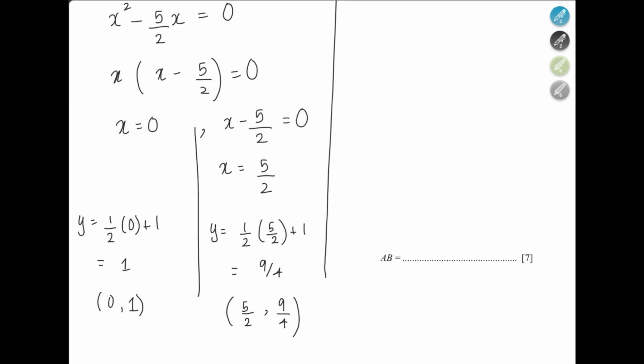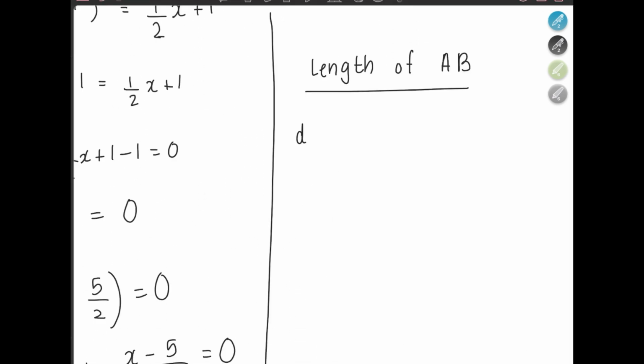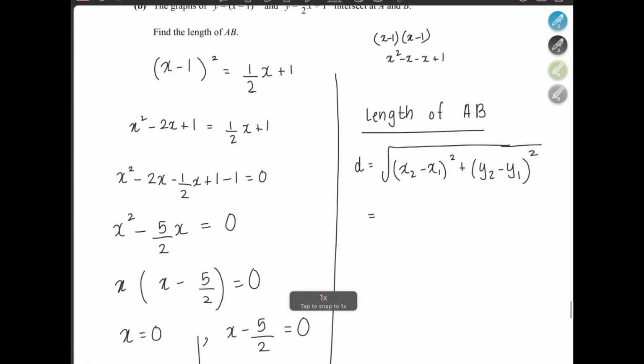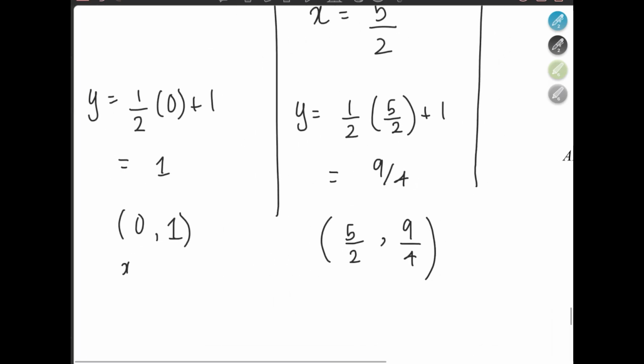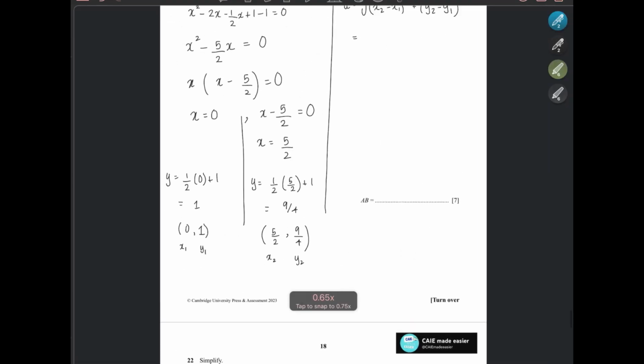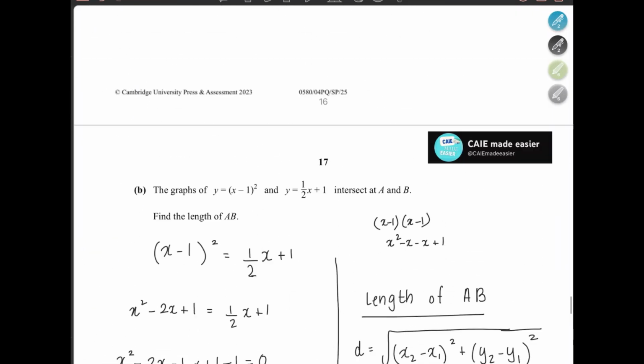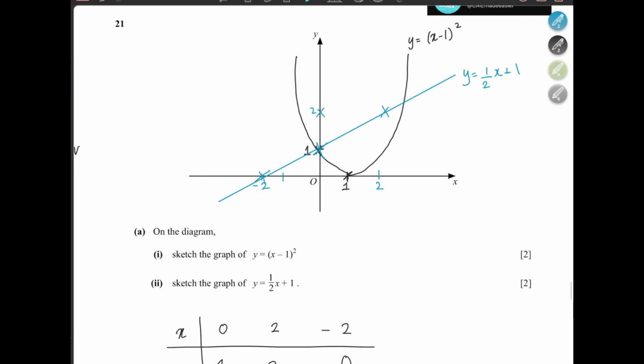Now using these two points, we can calculate the length of the line. The formula is distance equals the square root of x2 minus x1 squared plus y2 minus y1 squared. What are our points? These are our points. This is x1, y1, x2, y2. Let's substitute this in the equation, and when we calculate, we will get 2.8 units. So this is the length from point A to point B, 2.8 units.